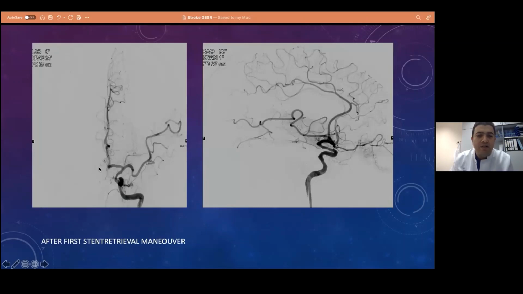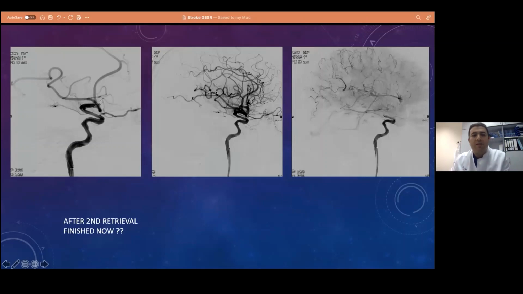And as you see here, after the first stent retrieval maneuver, we have flow again in the middle cerebral artery and internal carotid. The internal carotid is fully open, and the middle cerebral artery is also open. But if you look in the lateral view, you still have a thrombosed M2 segment. So we are not finished yet. We did the second trial, and we got our micro guide wires through the thrombosed vessel. In this case, it was Traxis. This is my standard wire.